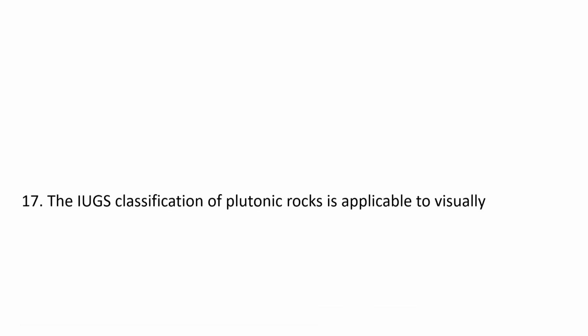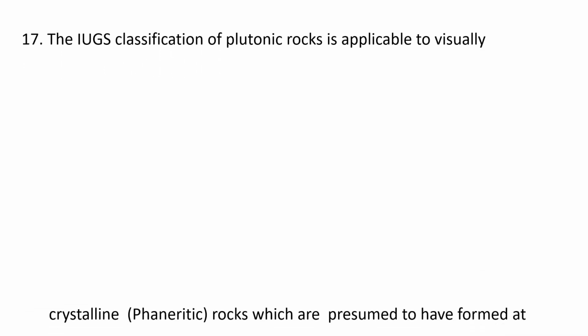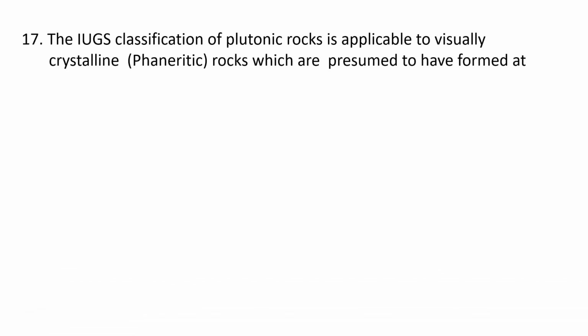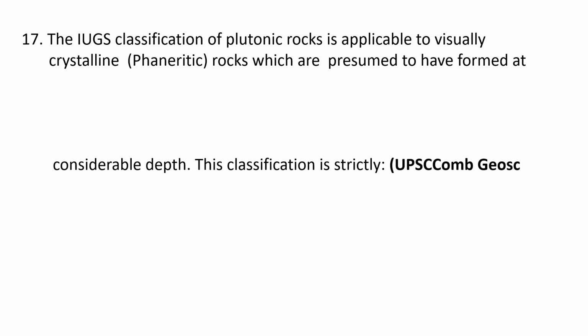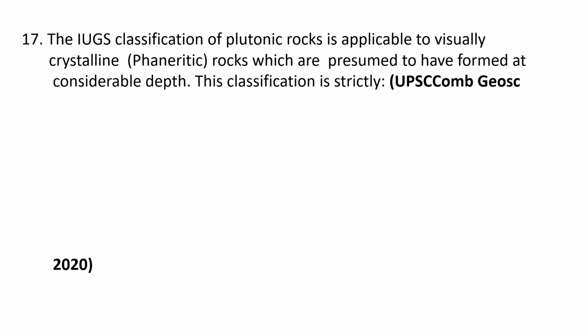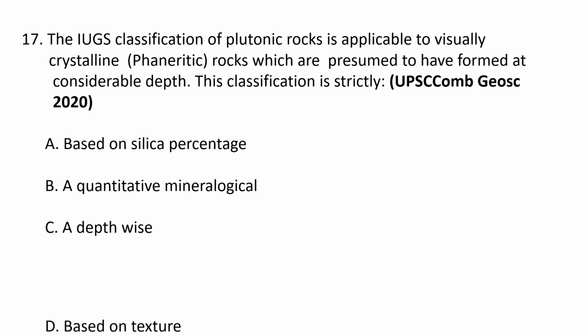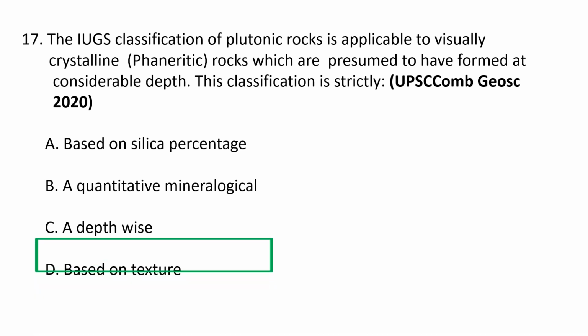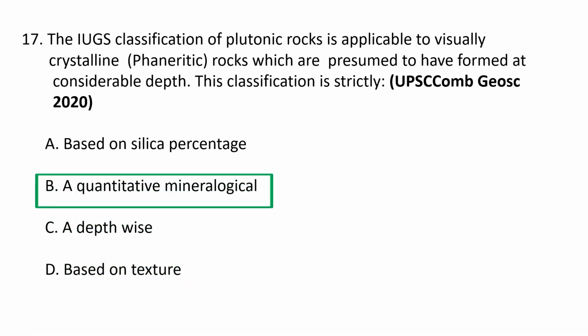Next question. The IUGS classification of plutonic rocks is applicable to visibly crystalline or phaneritic rocks which are presumed to have formed at considerable depth. And this classification is strictly A, based on the silica percentage, B, a quantitative mineralogical classification, C, depth-wise, and D, based on the texture. So according to the IUGS classification of plutonic rocks, this is applicable to phaneritic rocks when they are presumed to have formed at a considerable depth, and this classification is entirely mineralogical. It's a quantitative mineralogical classification. So B is the correct option.